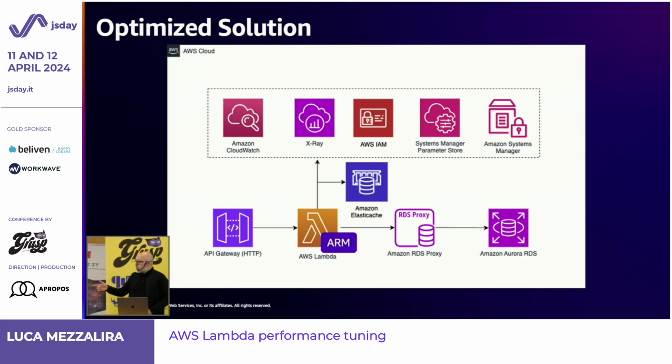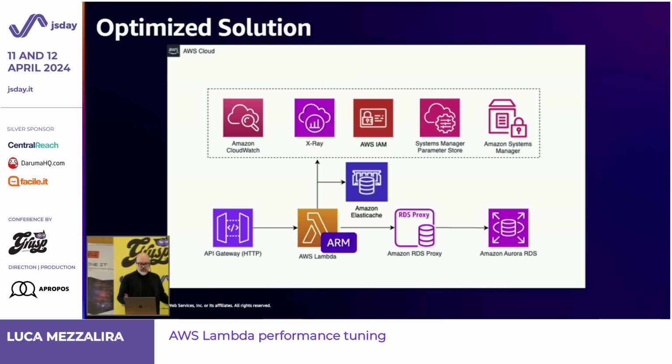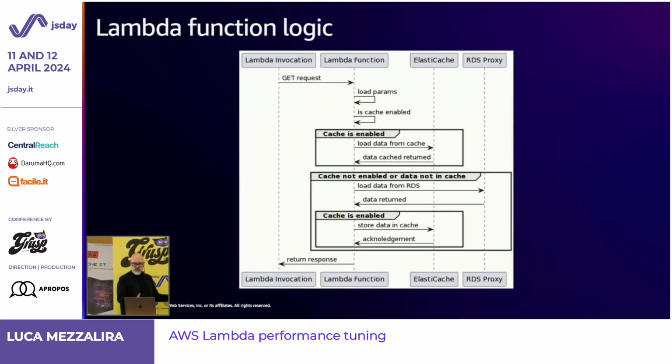And in this case, we also changed the architecture to ARM. ARM is based on Graviton2. That is one of our, let's say, chipsets that we have designed carefully in order to save money for our customer and energy. So usually you have an improvement of 20% of your performance, the vast majority of the time.